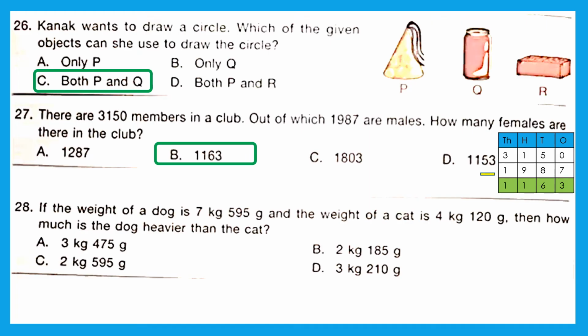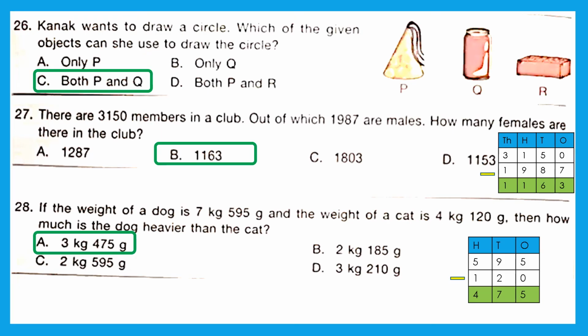Question 28. If the weight of a dog is 7 kg 595 gram, and the weight of a cat is 4 kg 120 gram, then how much is the dog heavier than the cat? We have to do subtraction. So let's first subtract kgs. 7 kg minus 4 kg is 3 kgs. Now let's see how much gram. Gram would be 595 minus 120, that is 475 grams. So the right answer here should be 3 kgs 475 grams, that is option A.